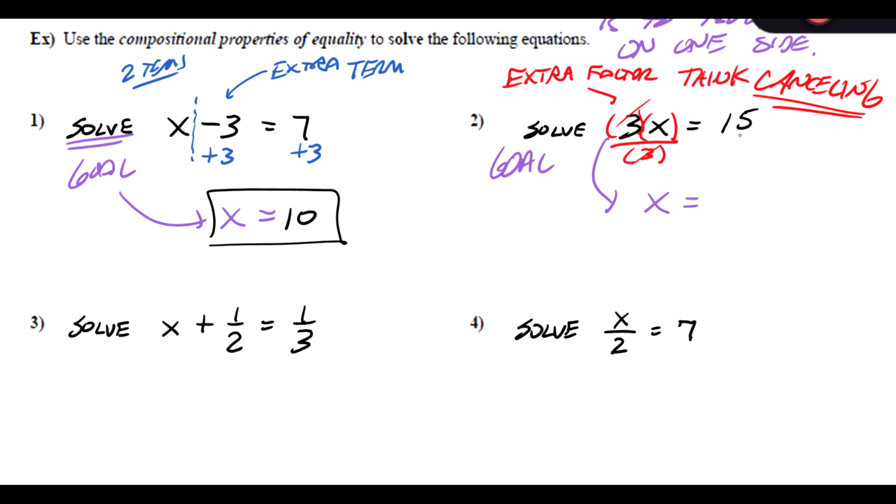As long as you attach the same factor to both sides, then you can keep the equation equivalent, the same, balanced. 15 divided by 3, or canceling 3 and 15, leaving a 5. So the answer is x equal to 5. Is our solution.